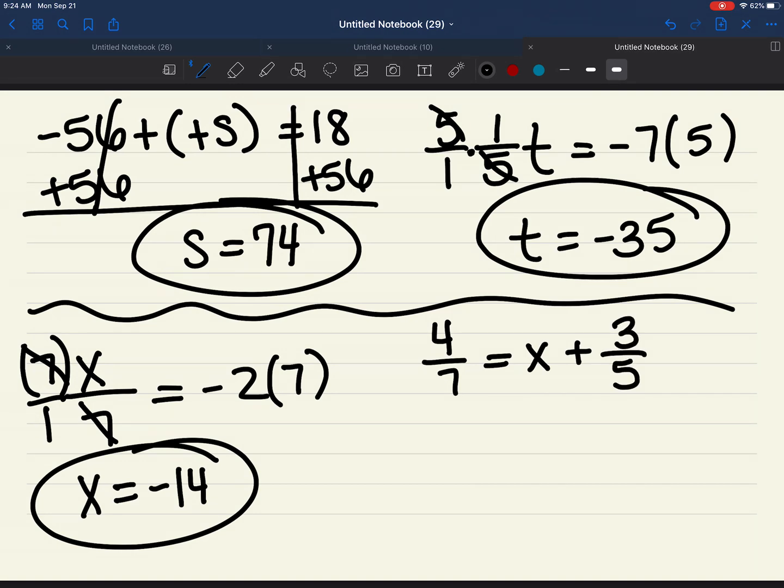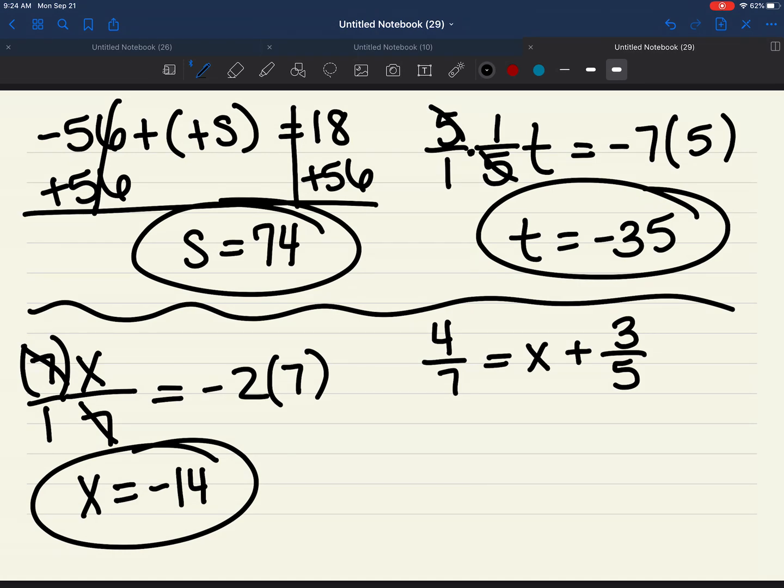Okay. Let's do 4/7 is equal to x plus 3/5. Subtract 3/5. Yeah, now let me ask you this question first. If you know you're going to subtract 3/5, can you subtract that from 4/7 the way it's written right now? No. Okay, so would it make sense to go ahead and find a common denominator first?